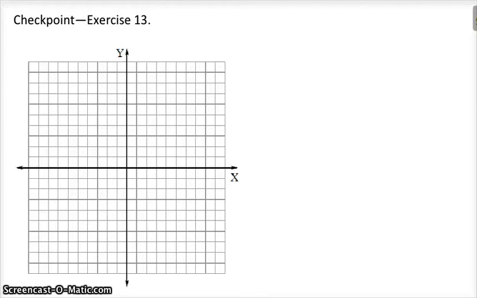So what we're going to start to talk about is some of the practice problems from Chapter 3. And what I want to start by talking about is checkpoint exercise 13. Exercise 13 asks us to do a couple of different things. It asks us to graph a few things and compare them with the original graph of y equals x squared. Now, from earlier videos, we know that looks something like this.